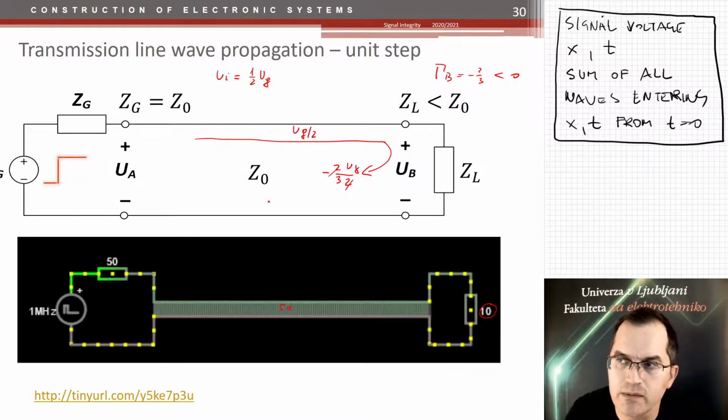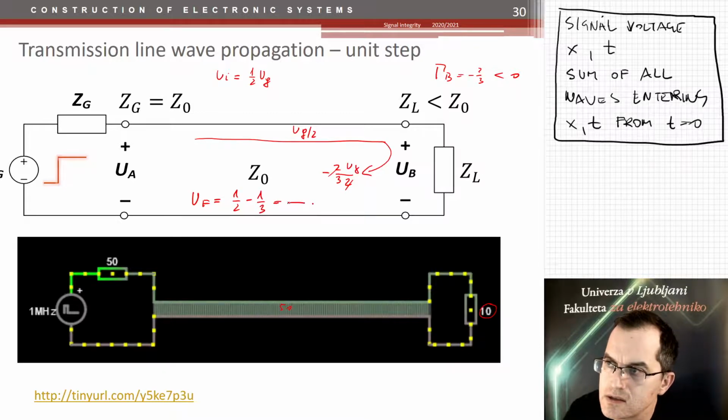So what is the final voltage, U final? Well, it's half of the generator voltage minus 1/3 of the generator voltage, which is actually 1/6 of the generator voltage. Final voltage is 1/6 of the generator voltage. So I can actually calculate. 1/2 minus 1/3 is, 3 minus 2 over 6, 1/6 of the generator voltage.